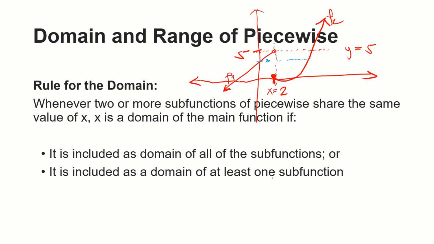So in our first graph, the graph of subfunction 1, 3 is an included value. In our graph number 2, 3 is also included. So we have here a solid line. Since 3 is part of both of the subfunctions, then 3 is an included value.